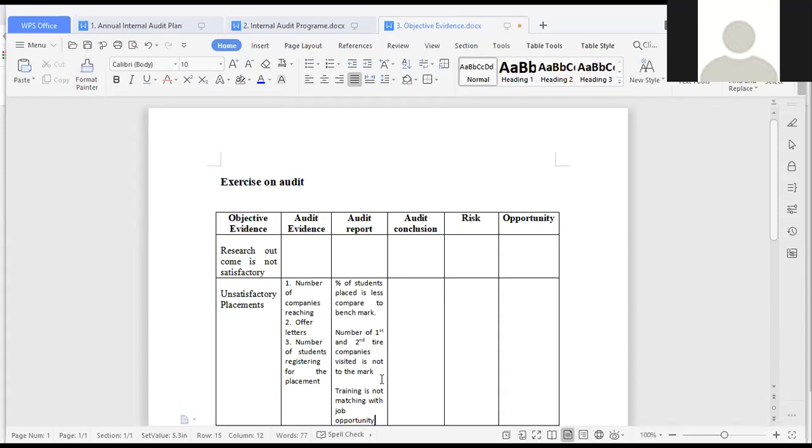Look at our objective evidence. We are using the word unsatisfactory. Do you have a definition of unsatisfactory? There has to be a meaning of unsatisfactory. Is unsatisfactory below 50% of your benchmark? Is it 25% below your benchmark? You cannot just write less. It becomes very ambiguous, is what I think Nirmalya sir was trying to hint at.